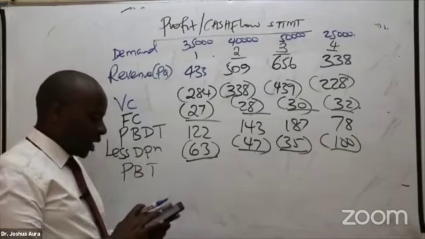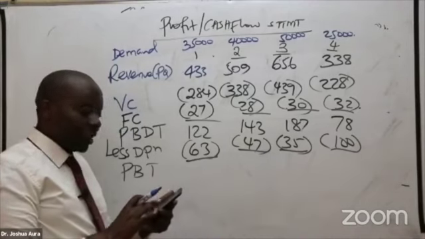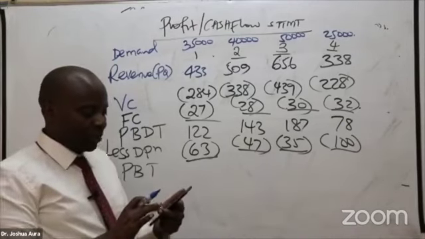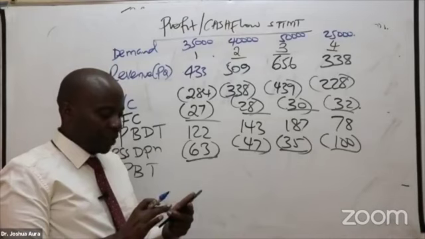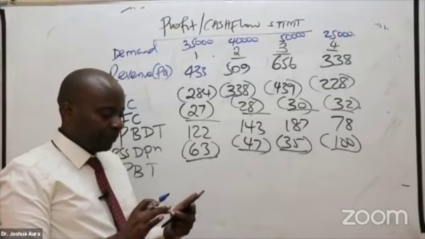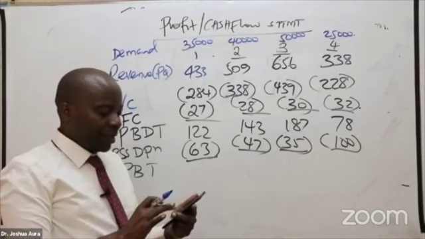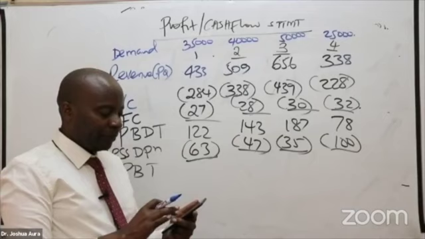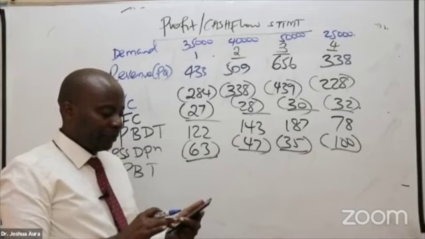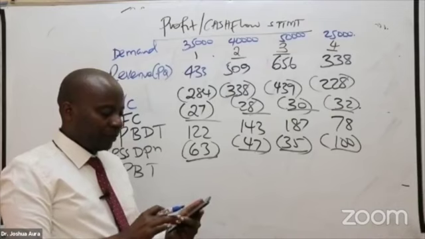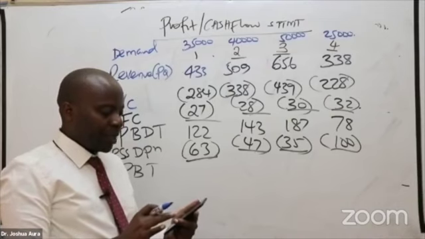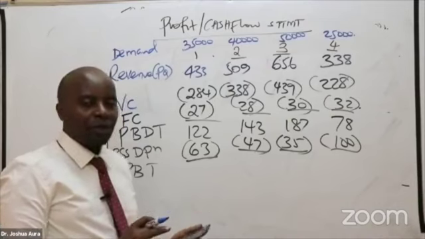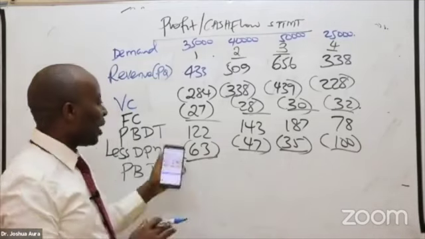So subtract and then give us the figures. So what do we have here? 122 minus 63.